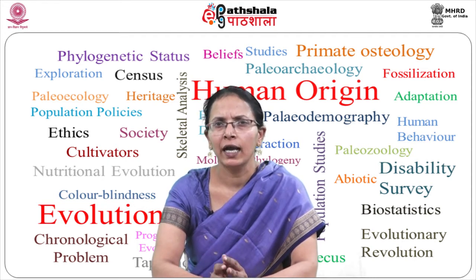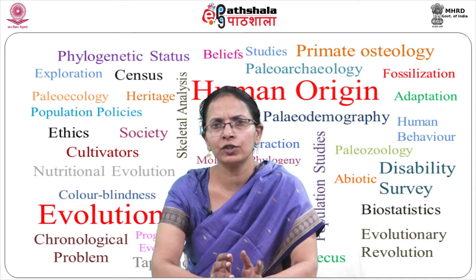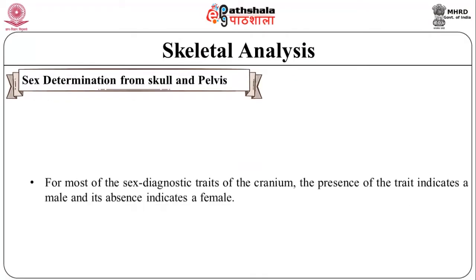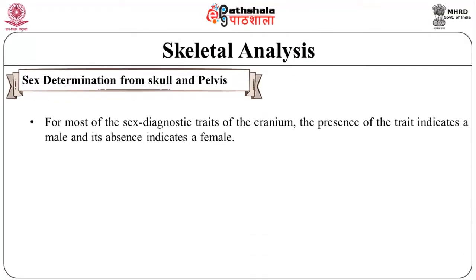The principal sex-determining features of the human skull are related to overgrowth or hypertrophy of the bone in the males, and to the tendency for males to show the greater development of the musculature and articulation with more prominent muscle marking and larger joint surfaces. For most of the sex diagnostic traits of the cranium, the presence of the trait indicates a male and its absence indicates a female.